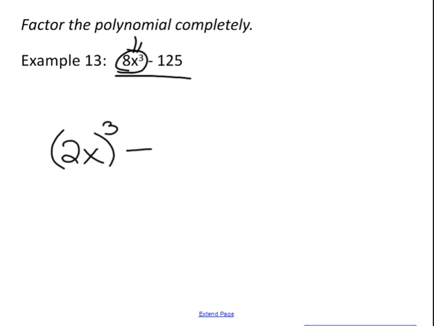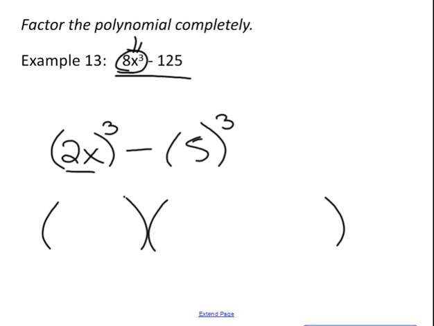125 is also a cube. If I take 5 times 5 times 5, that will give me 125. From here, it's just a matter of plugging things into the formula. So the formula says I'm going to take a minus b, so I have 2x minus 5.